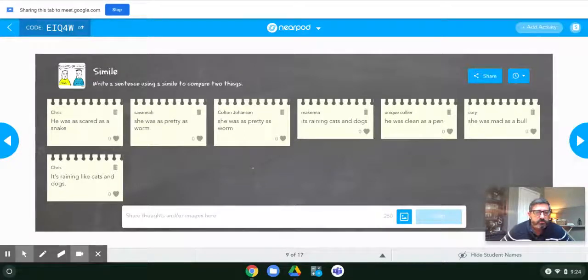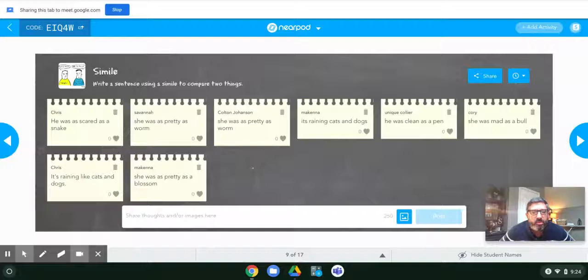Yeah. See, the only difference there is it uses the word like. Your statement and my statement are comparing two things, but one is a simile and one is a metaphor. She was as pretty as a blossom. Now, that's perfect. That is a simile. Nice job. Corey, she was mad as a bull. Perfect. Those are all good examples of simile. Remember, a simile is comparing two things that aren't necessarily alike using the words like or as. So nice job, everybody.